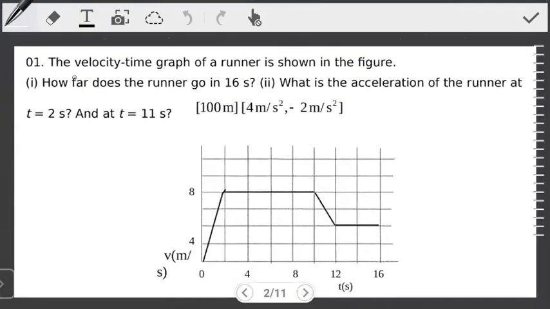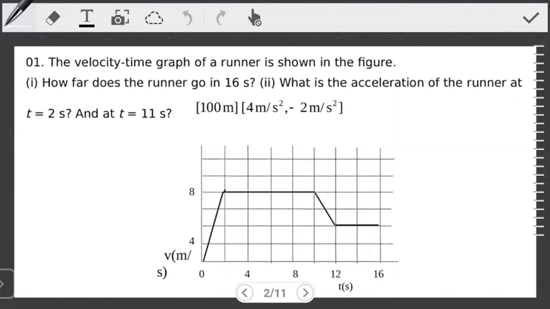Here we're saying the velocity time graph of a runner is shown in the figure. How far does the runner go in 16 seconds? What is the acceleration of the runner at t equals 2 seconds and at t equals 11 seconds? For this question, we're tracking the velocity of the runner with time. If you can follow through, you're seeing that the time is being monitored in steps of 2 seconds: 2, 4, 6, 8, just like that, up to 16.